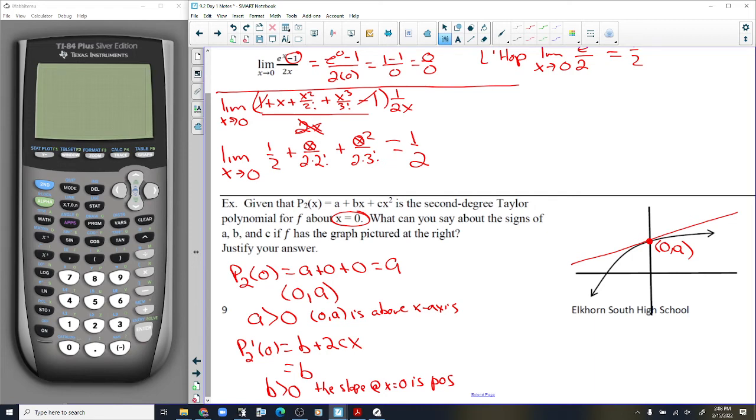And finally, the second derivative is the derivative of this right here. The derivative of the first derivative is just 2c. 2c. And concave down at x equals 0. So c must be less than 0 because the concavity is down.